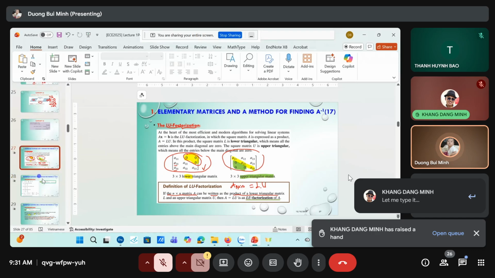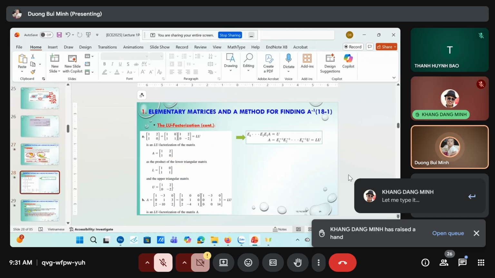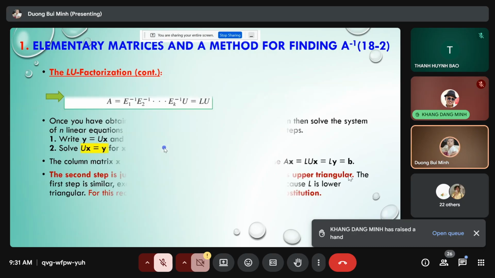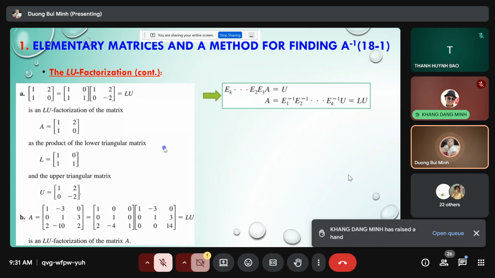Okay, so now we continue, and maybe we will come back to the questions. Now we try to make the relationship between the LU factorization, A is LU, and the sequence of elementary matrices: Ek inverse times ... times E1.